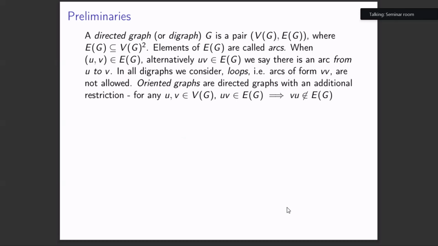Whenever I say a graph, I will mean an oriented graph. Our results are based in the oriented setting. Sometimes I will use the term directed graph, but unless I specify otherwise, it's going to be oriented.